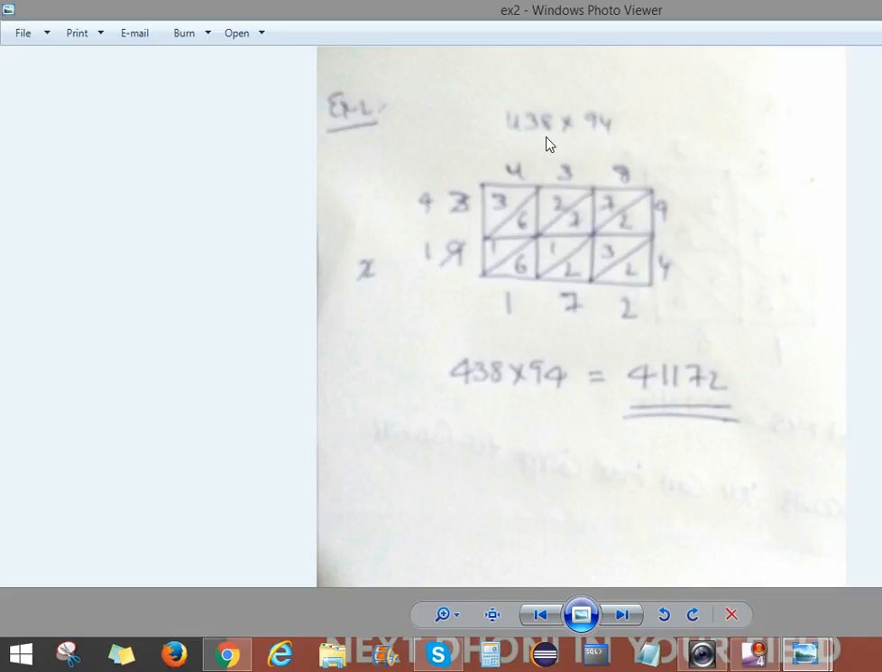438 into 94. In similar fashion, you have 3 digits, so you have to take 3 columns, and 2 digits, so you have to take 2 rows, okay? So you have to separate them individually, the first one and last one, and the rest of them are in tied up manner. Why it is tied up manner, I hope you can understand now. For those who did not understand, I will explain further also.